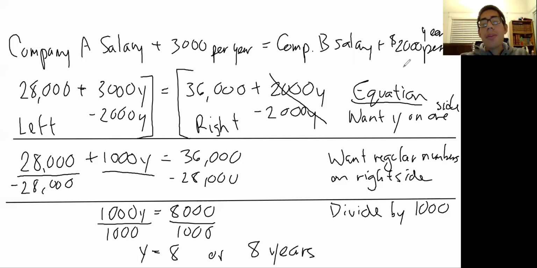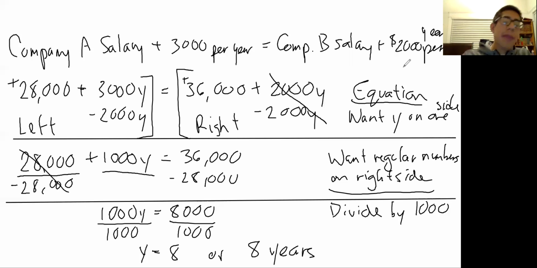Now I want all the regular numbers on the right side of the equation, so I'm going to subtract 28,000 from both sides. If you're wondering why I'm subtracting, well, 28,000 is technically a positive number. All these numbers are positive unless there's a negative in front of it. If it has nothing in front of it, it's adding. If it has a negative in front of it, then it's subtracting, and you would have to do the opposite. You'd have to add. But for now, since they're all positive, we're just subtracting.